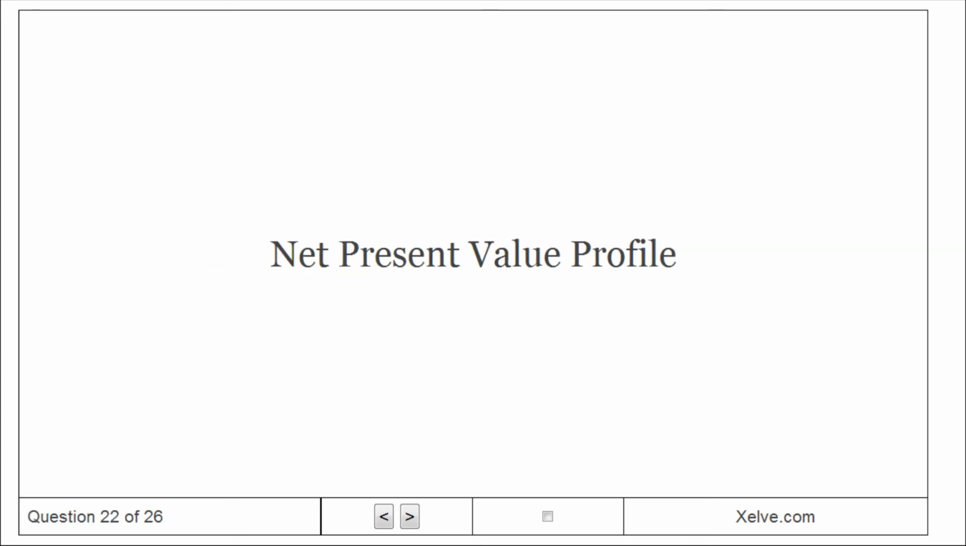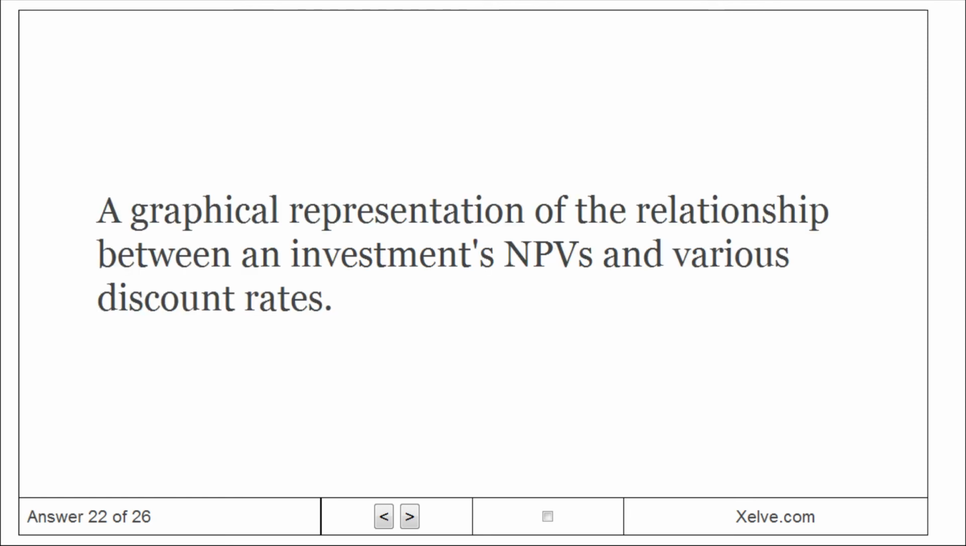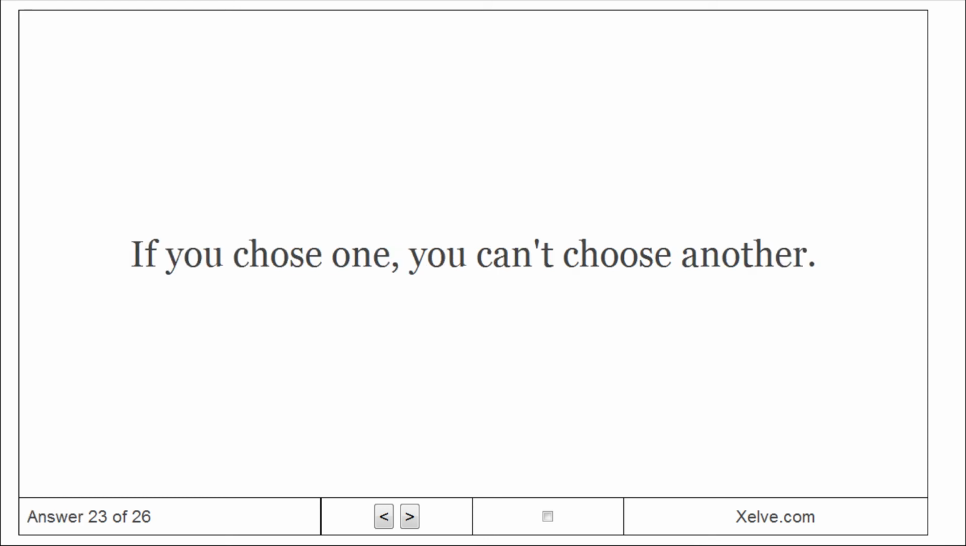Net present value profile. A graphical representation of the relationship between investments and NPVs at various discount rates. Mutually exclusive projects. If you choose one, you can't choose another.